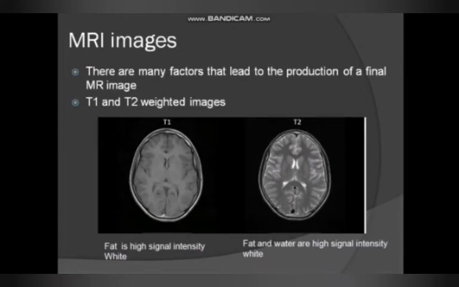In an MRI image, there are many factors that lead to the final MR image. We're going to talk about T1 and T2 weighted images, and the differences between T1 and T2. In a T1 image, one tissue is bright, which is fat, giving a high signal intensity. It's the most anatomical image. It can be used as a reference for anatomical structure or to distinguish between fat and water, which is the bright signals. In T2, two tissues are bright, fat and water, giving a high signal intensity. It's generally more pathological and more commonly used.